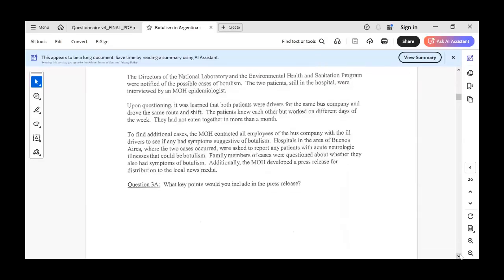To find additional cases, the Ministry of Health contacted all employees of the bus company with the ill drivers to see if any had symptoms suggestive of botulism. Hospitals in the area of Buenos Aires, where the two cases occurred, were asked to report any patients with acute neurologic illnesses that could be botulism. Family members of cases were questioned about whether they also had symptoms of botulism. Additionally, the MOH developed a press release for distribution to the local news media.